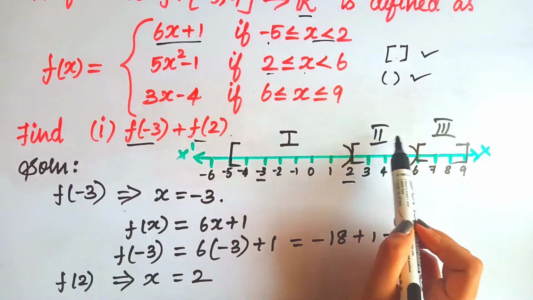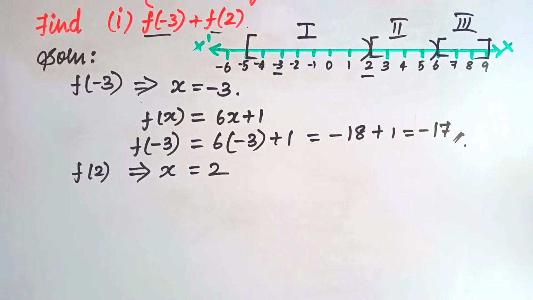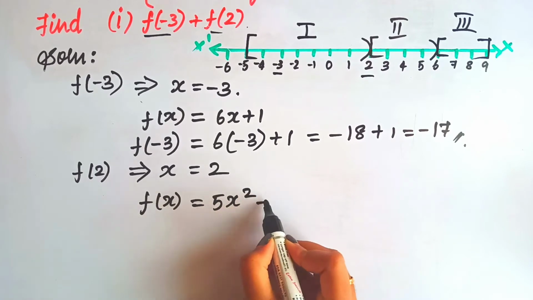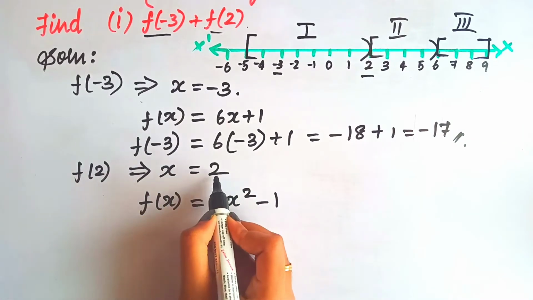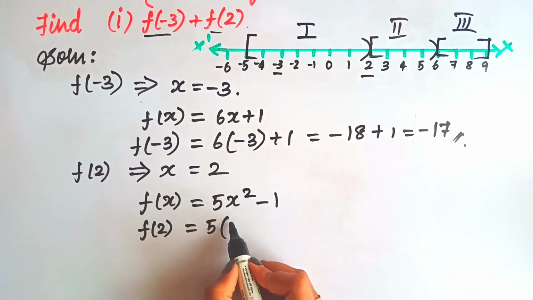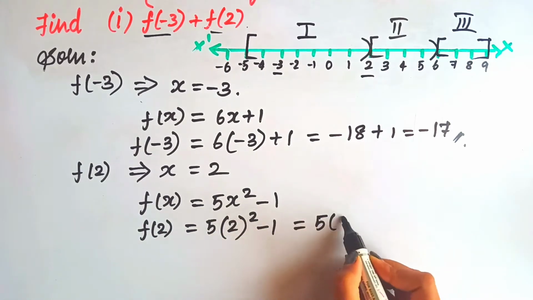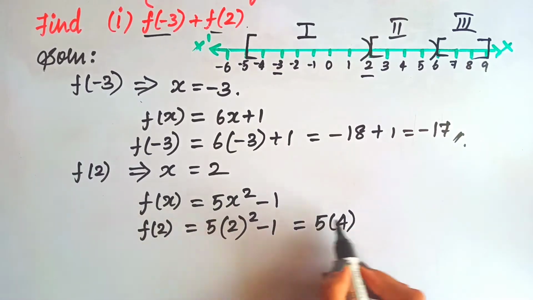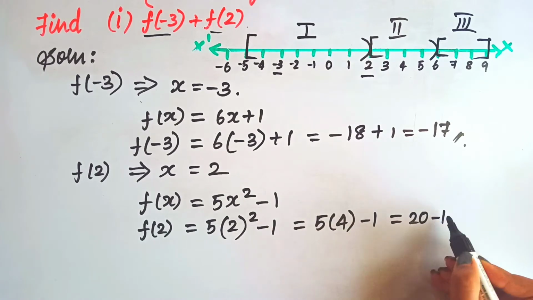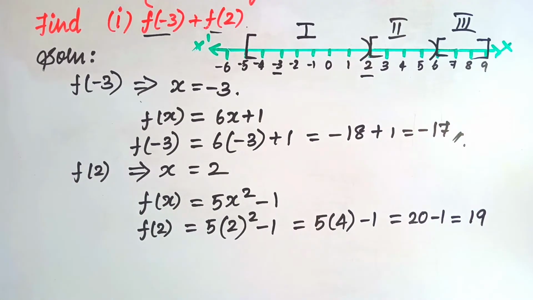So what's the second function of the second interval? It's 5x square minus 1. So f of x is equal to 5x square minus 1. In the place of x we have to replace 2. So f of 2 is equal to 5 into 2 square minus 1, which is 5 into 4 minus 1, since 2 square is 4. So 5 4s are 20, so 20 minus 1, and the answer will be 19.